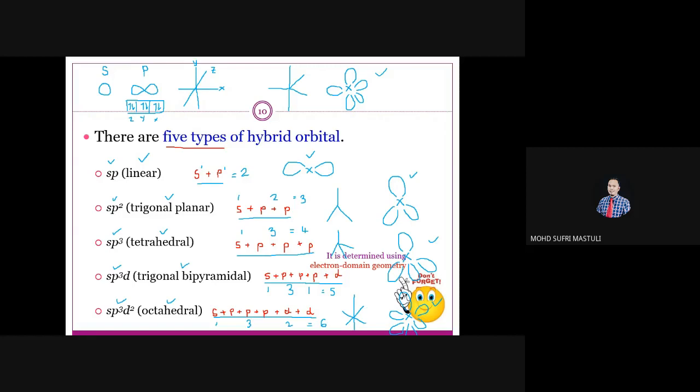So don't forget, the hybrid orbital is determined using electron domain geometry. So you have to count the electron domain, and then from the electron domain, you can tell what the geometry is.